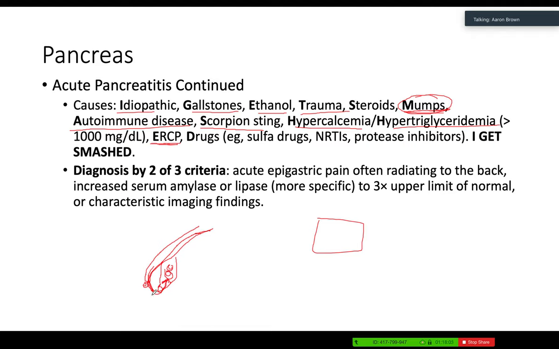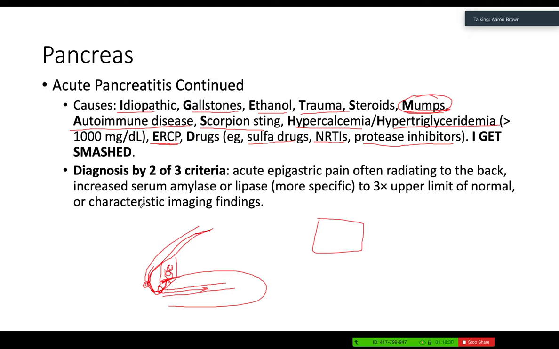That's ERCP. The problem is that when we inject dye into the ampulla, the dye is also going to go into the pancreas, okay? And sometimes this dye can cause inflammation in the pancreas and ultimately lead to pancreatitis, okay? So that's our ERCP. Some sulfa drugs, NRTIs, which are the drugs for HIV/AIDS. Protease inhibitors, again, for HIV/AIDS can lead to this.